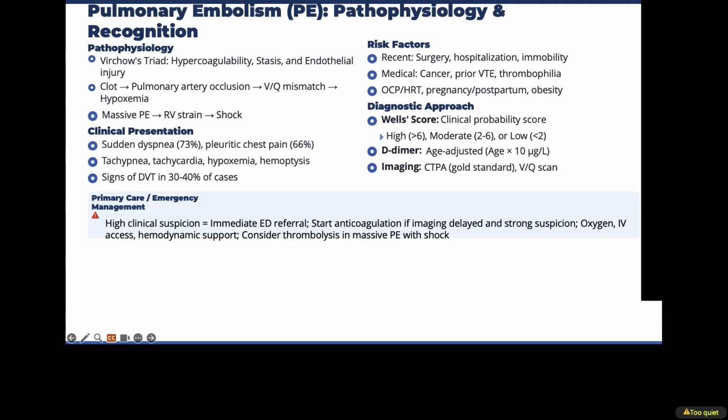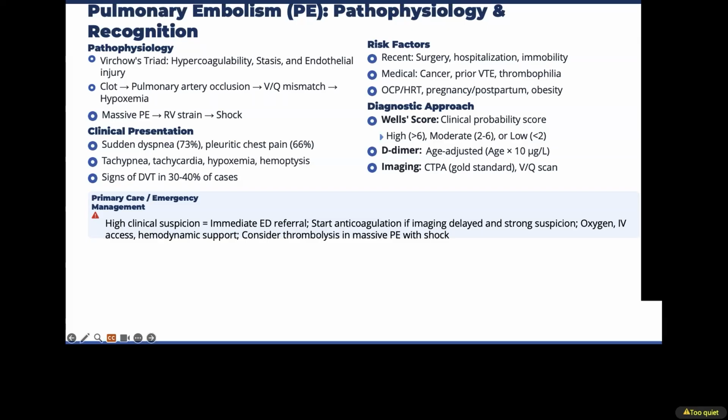So what does this look like? The most common presentation is sudden onset dyspnea. That happens in about 70% of patients. The other major one is pleuritic chest pain. I diagnose over the telephone sometimes. I have pain when I take a deep breath. I'm breathing faster. I'm tachycardic. I'm hypoxic. Sometimes I'm spitting up blood. That's a 911 to the ER.